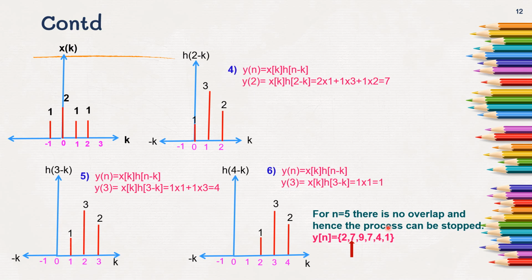Right? So your answer is going to be, see here where I am putting the arrow mark. Here your y of 0 starts at 7. Okay. So at y of minus 1 it's 2, at y of 0 it's 7.